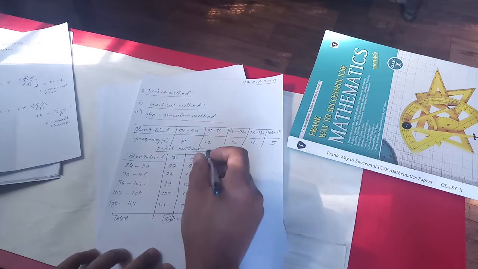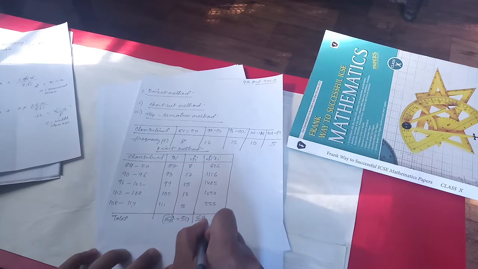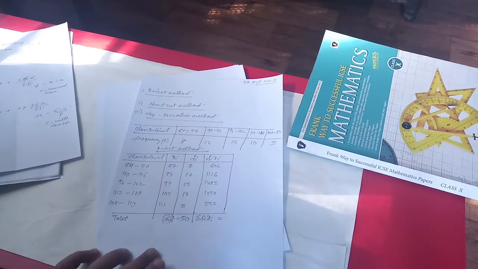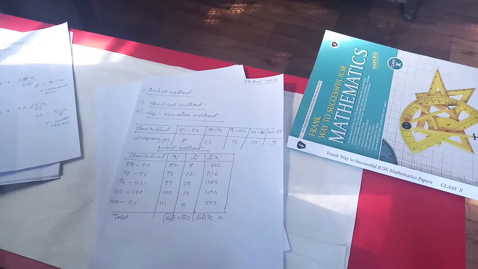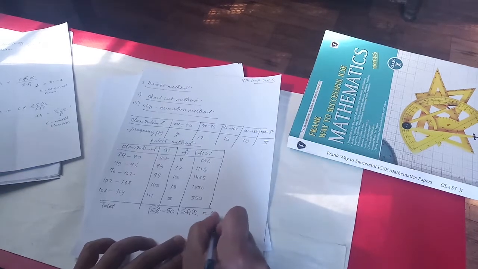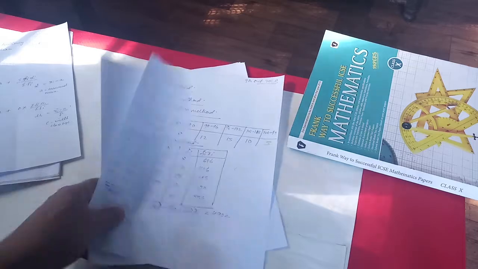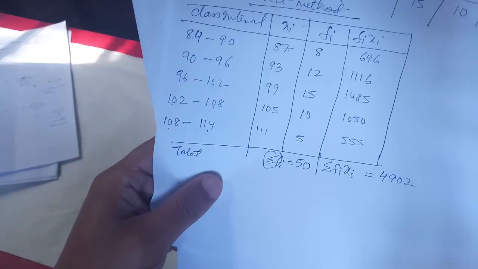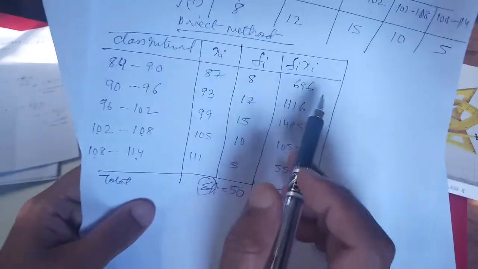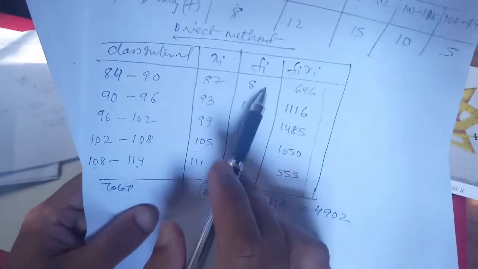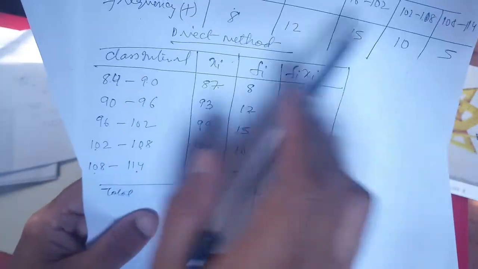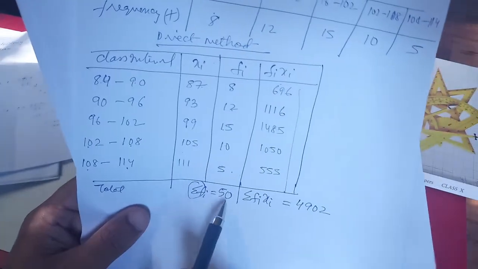Okay, so in the same way, you have to add the summation fi xi. So summation fi xi means addition of all this. It is a big number. Since I have already added for you, I'll just write it: 4902. So the next step is to add the whole thing, all the data you have, and your summation fi, the total number of this data, is 50.